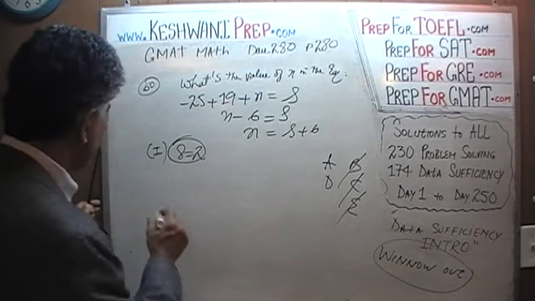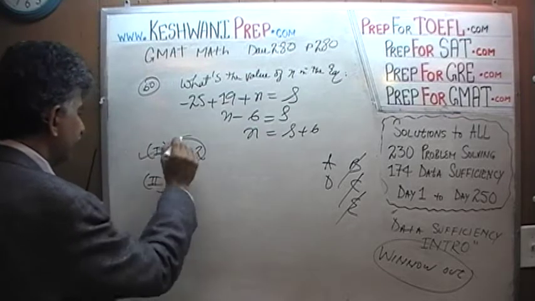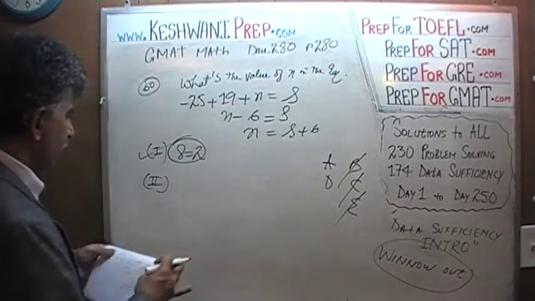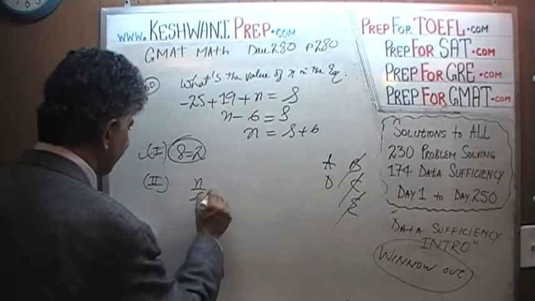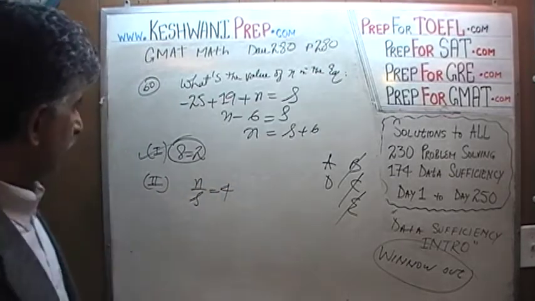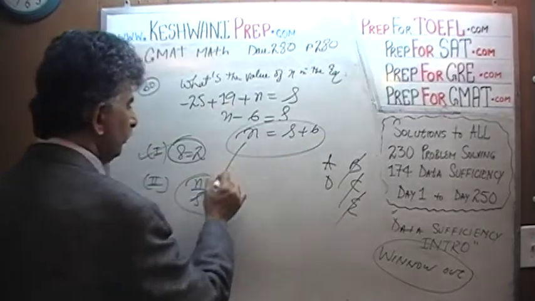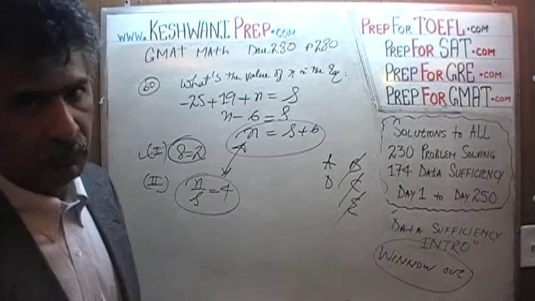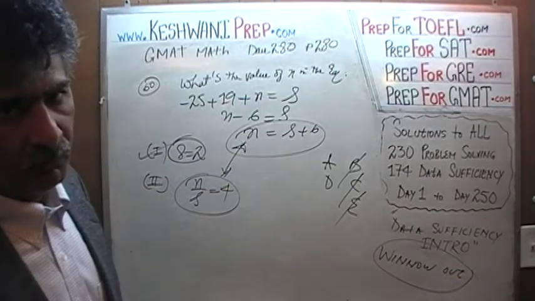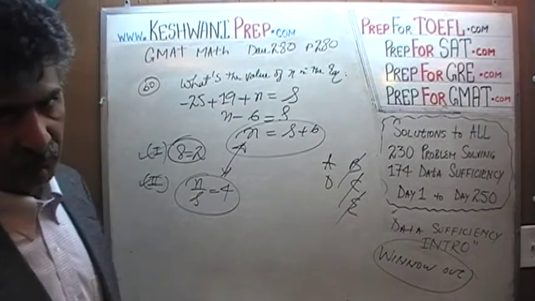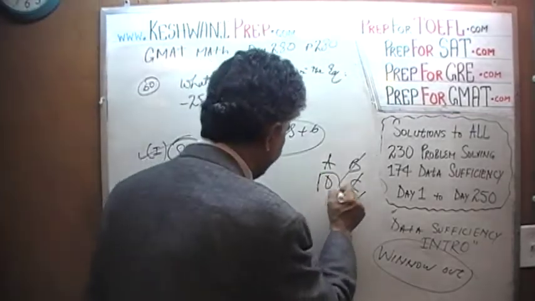Let's look at the second statement, because the first statement was quite sufficient. The second statement tells us that n over s equals 4. Well, here's our one equation. Here's our other equation. We have 2 independent equations and we have 2 unknowns. Of course, we can solve for the 2 unknowns. The second statement by itself is also quite sufficient. The answer to this question is D.